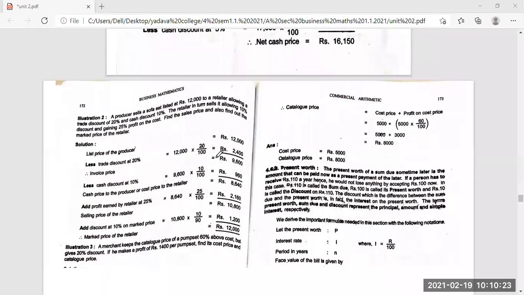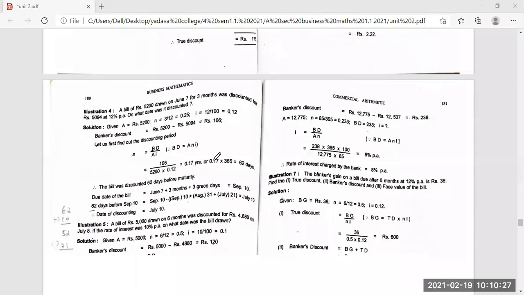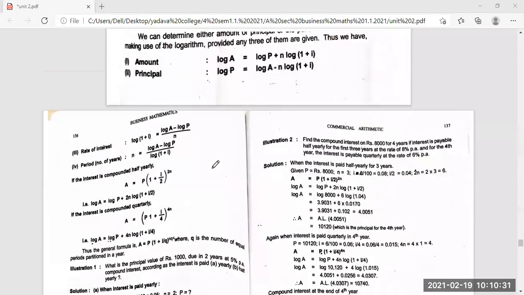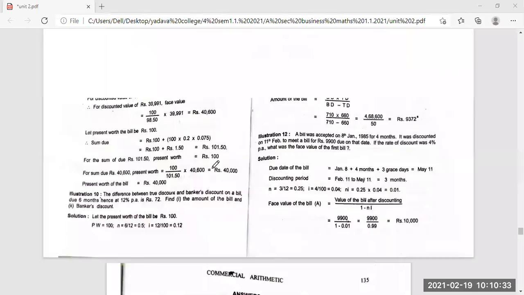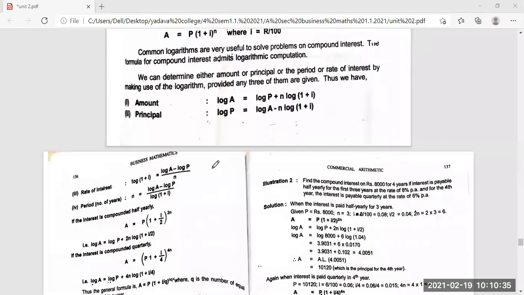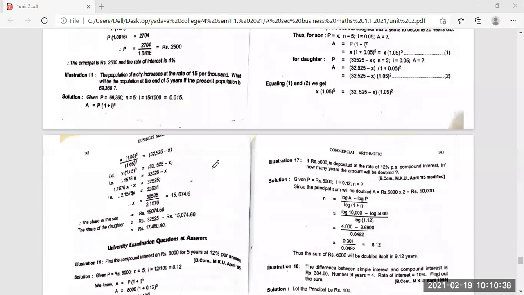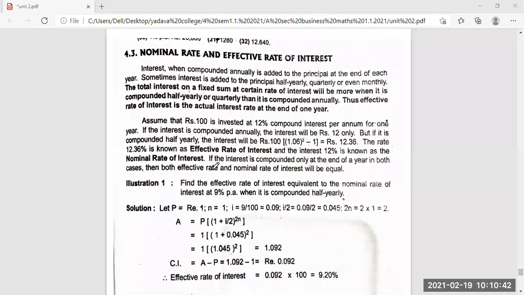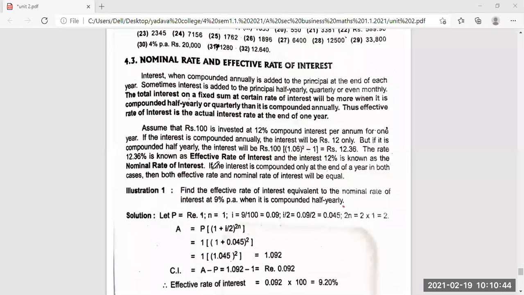Okay. Today we are going to talk about the next topic in Unit 3, nominal rate and effective rate of interest. So already we have talked about compound interest. Nominal rate and effective rate of interest. Okay. So in this problem, they have also given a formula. For the same formula, we are going to follow it.